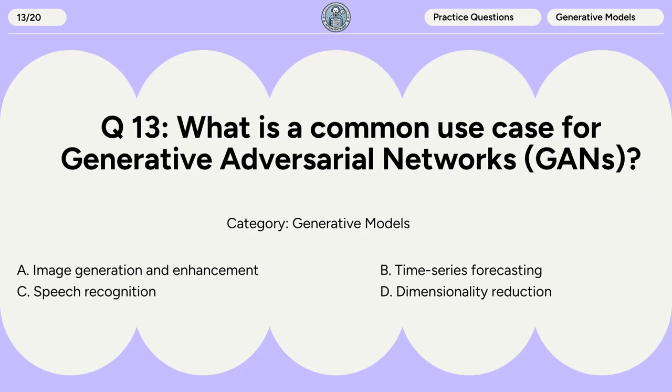Question 13. What is a common use case for generative adversarial networks? A. Image generation and enhancement. B. Time series forecasting. C. Speech recognition. D. Dimensionality reduction.